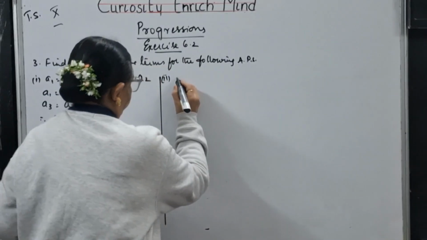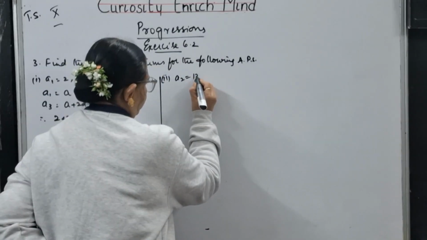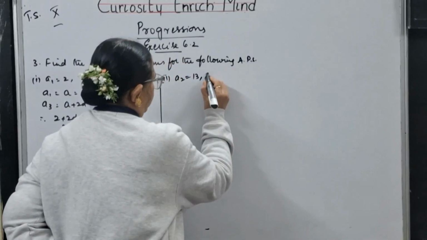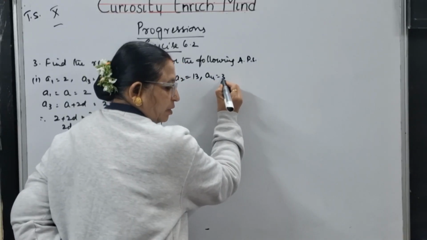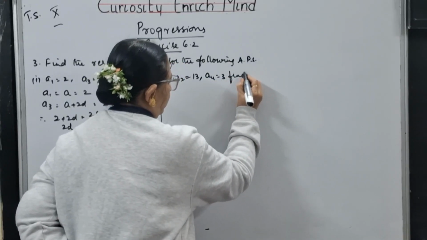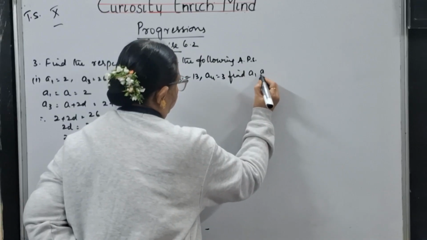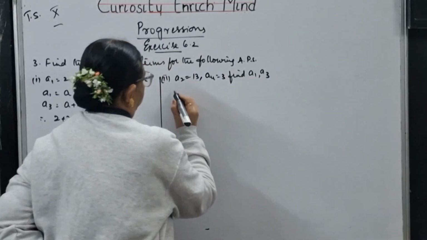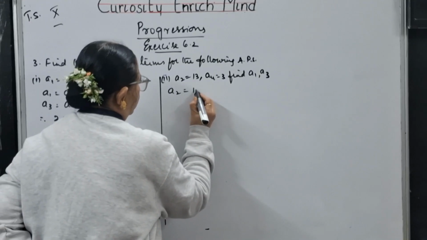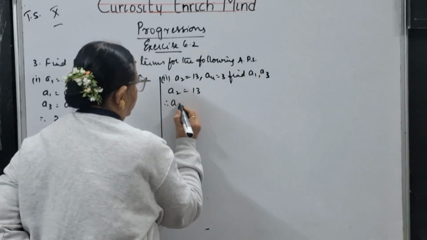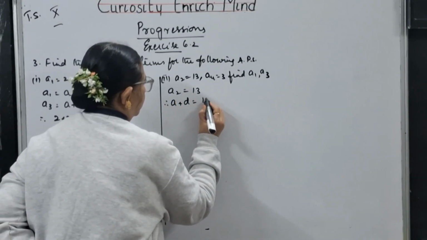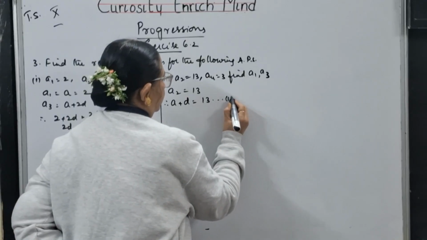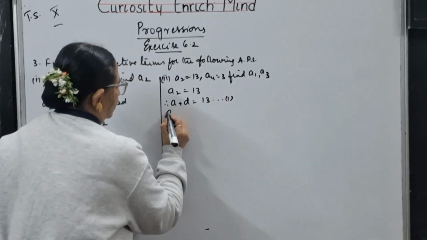Second bit, A2 is 13, A4 is equal to 3. Find A1, A3. A2 is equal to 13. That means what, children? A plus D is equal to 13. Let us consider it as first equation.